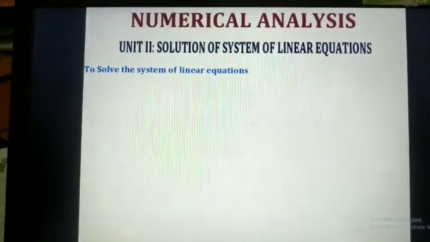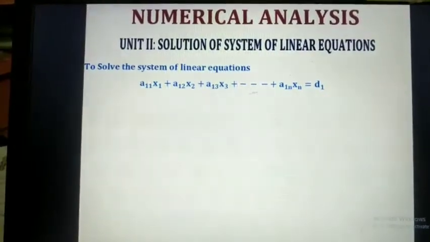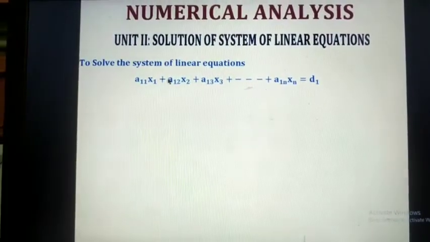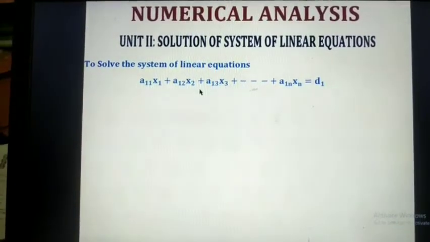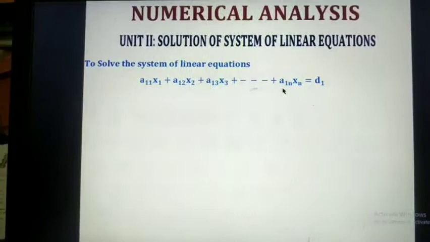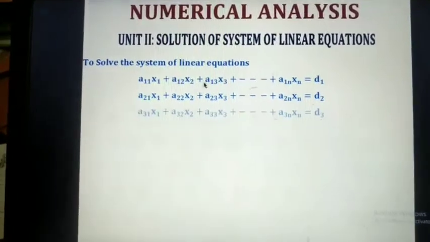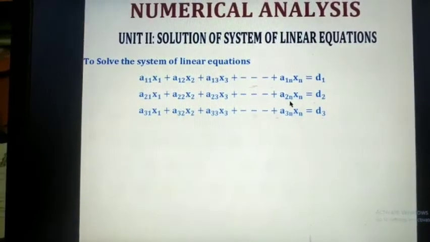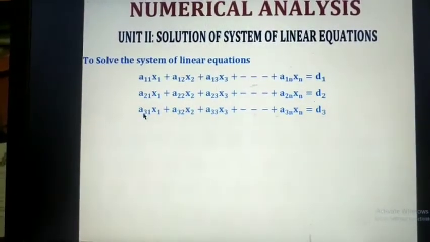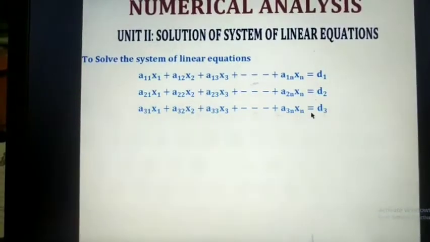To solve the system of linear equations, in general, I will write the n equations by using the n unknown terms x1, x2, x3 and up to xn. In the form of equation, it is written as a11 x1 plus a12 x2 plus a13 x3 plus and so on to be a1n xn is equal to d1. The second equation is in a similar manner, a21 x1 plus a22 x2 plus a23 x3 plus and so on to be a2n xn is equal to d2. And the third equation, a31 x1 plus a32 x2 plus a33 x3 plus and so on to be the nth term a3n xn is equal to d3.